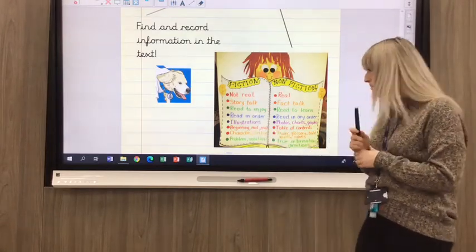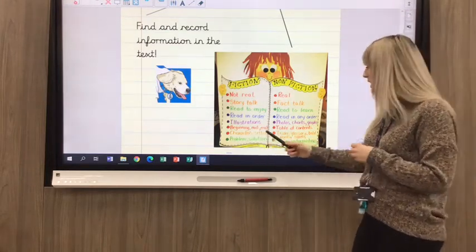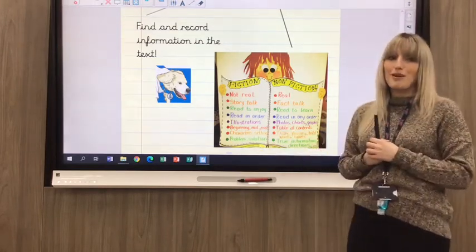It often has a beginning, middle and end. It will have characters and a setting. And most of the time it'll have a problem and then a solution to that problem.